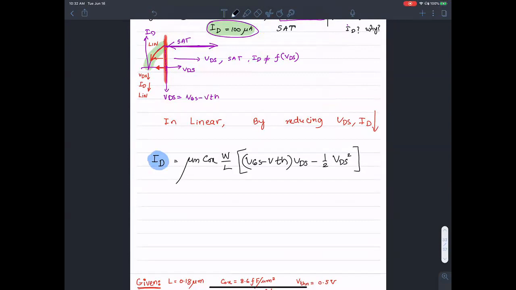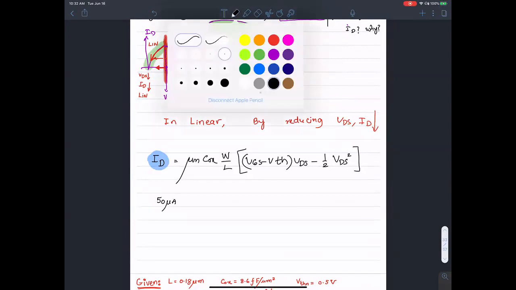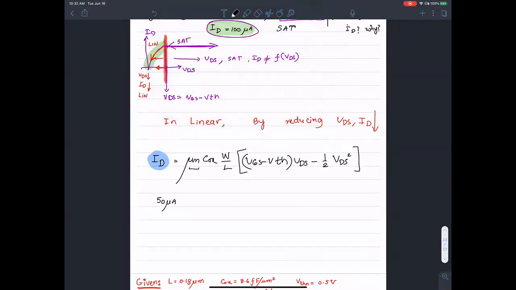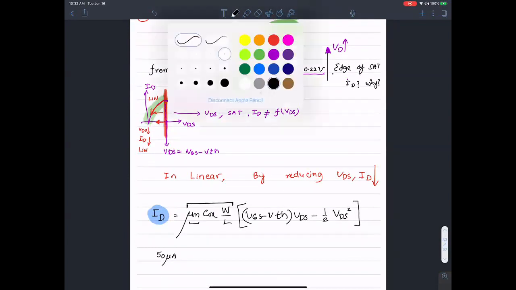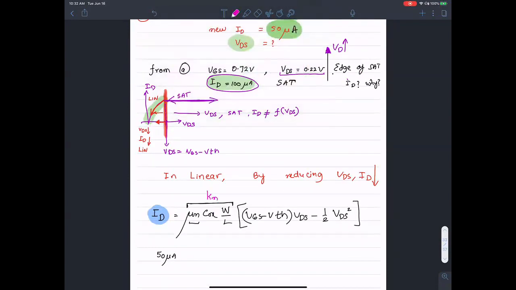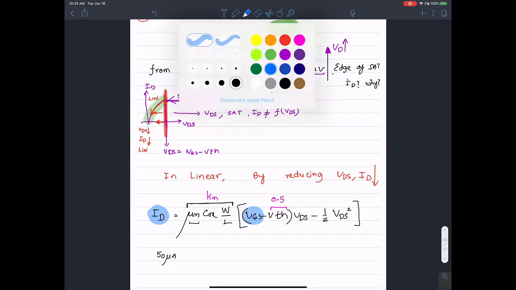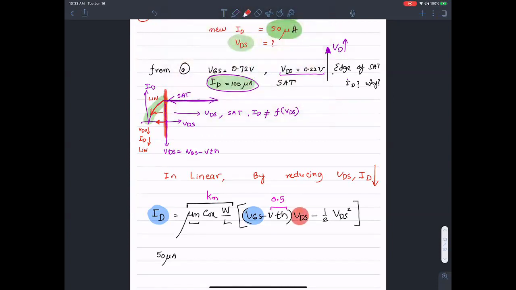The new ID value that we want is 50 microamperes. The mu n value is known to be 450, so we don't have to do the math again. We calculated all of this to be K sub n. And then you know VGS because you're not changing VGS. The VTH value, you know that to be 0.5 volts. There is an unknown here. This is the unknown, the value that we want to find out.